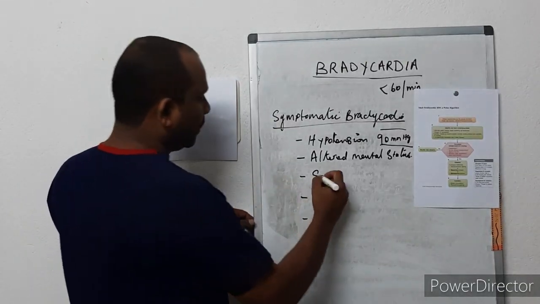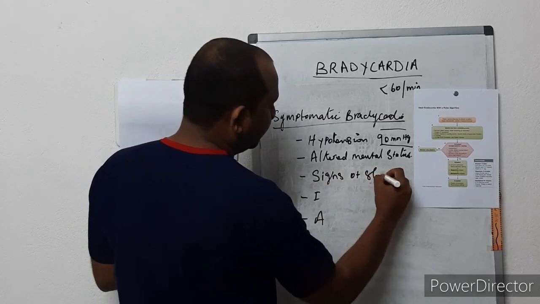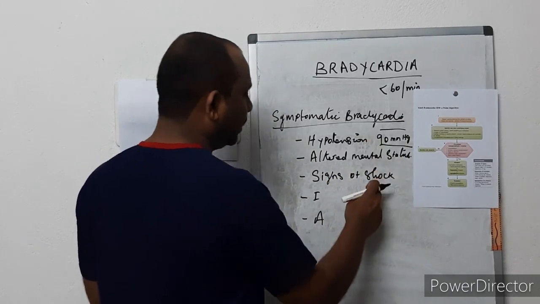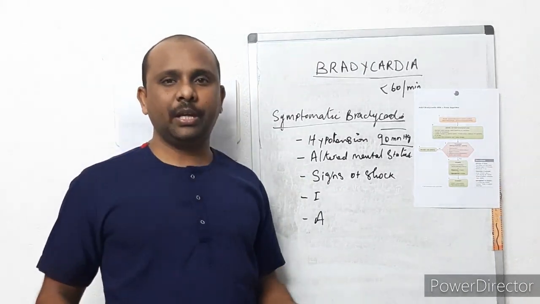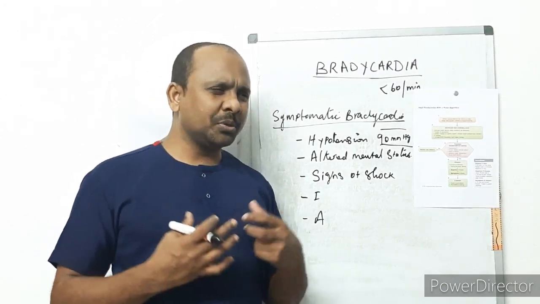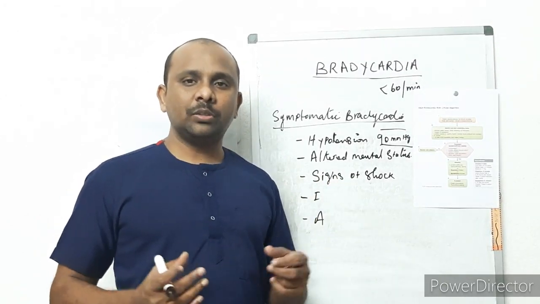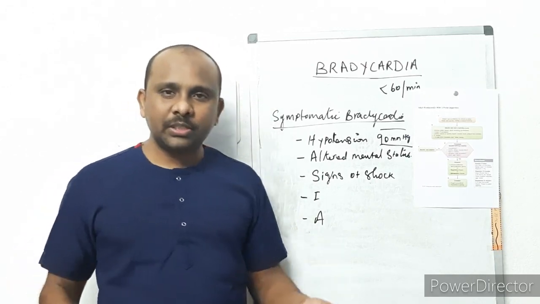Yes, now signs of shock. What are the signs of shock? Hypotension will fall into these signs. Apart from that, you may have cold, clammy extremities. The patient is profusely diaphoretic. He is producing more sweating, right? So those are the signs of shock, because that is the homeostasis mechanism.